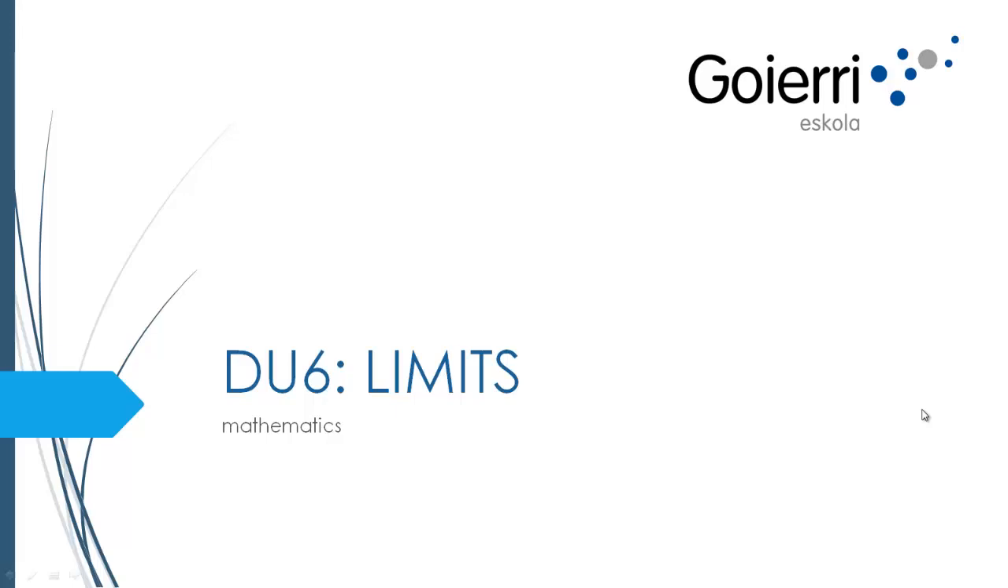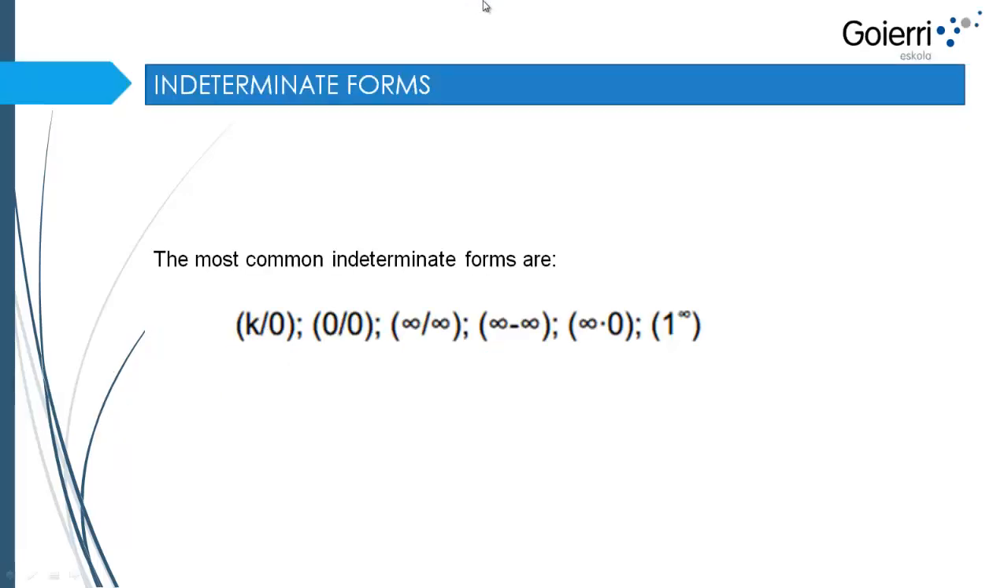Hi, welcome back again. So here we are, didactic unit 6, limits. In the first video we have already seen the k over 0 indeterminate form, so let's go for the second one, 0 over 0.